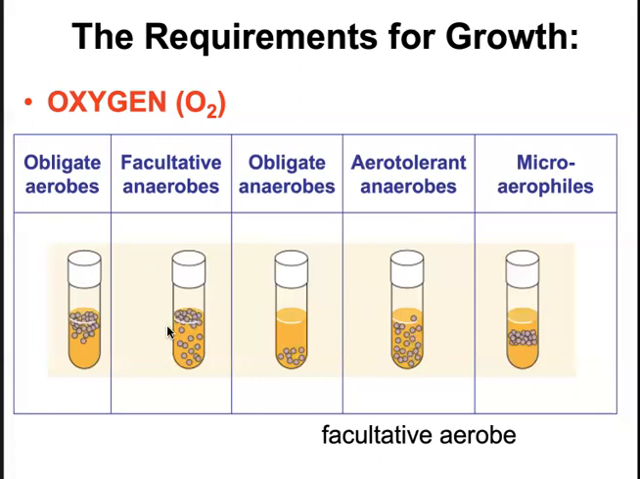This one, the facultative anaerobes, these are aerobic organisms, but they could survive even in the presence of little oxygen. So facultative anaerobes are aerobic organisms. Aerotolerant anaerobes are anaerobic organisms. They are also known, by the way, as facultative aerobes. So they are anaerobes that could survive in the presence of oxygen. Parang kabaliktaran nitong facultative anaerobe.